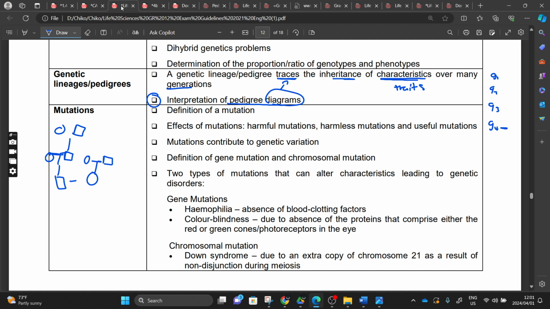Right, thank you. So this is a pedigree. This is a pedigree. It's a diagram. It's a diagram that we use to trace.